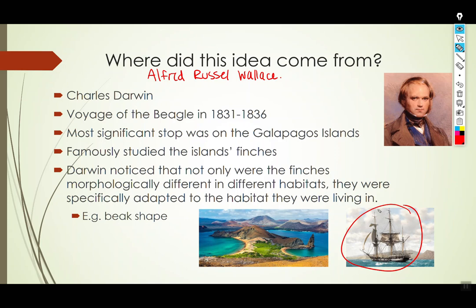And they're pretty spare, so in some of them there's not a lot of plant life going on, and the rains are very sporadic, so it's a very specific environment. And even though that environment was relatively homogeneous compared to, say, the rainforest, the finches that inhabited the island were shockingly varietous, so they had a lot of different kinds of them. Darwin noticed that the finches were morphologically different from each other in different habitats, but they were also specifically adapted to the habitat they were living in. I'll give you an example of that in the next slide.